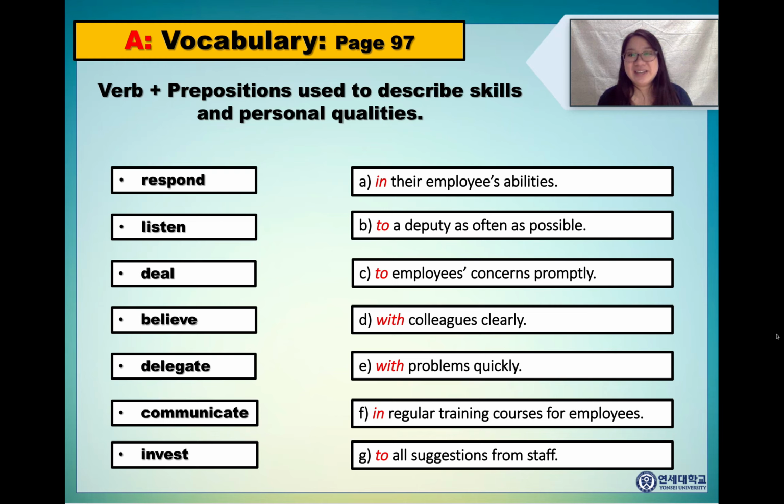So take a look at these verbs and at the prepositions. You can match the verb and the preposition. If you don't have a textbook, you can use the list on this PowerPoint slide. When you come back, we'll check your answers.